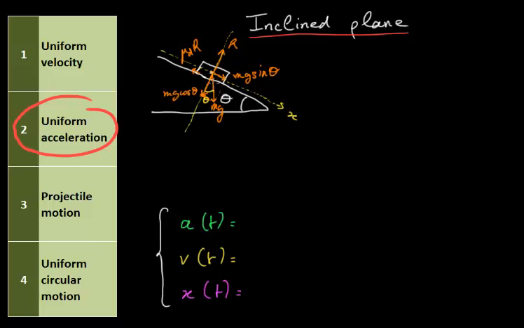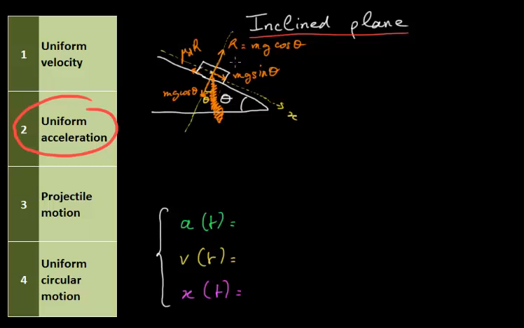Now I can just cross out this force because I decomposed it into its two vertical and horizontal components. I'm left with an mg cosine theta and an r that compensate each other. So we have r is equal to mg cosine theta.